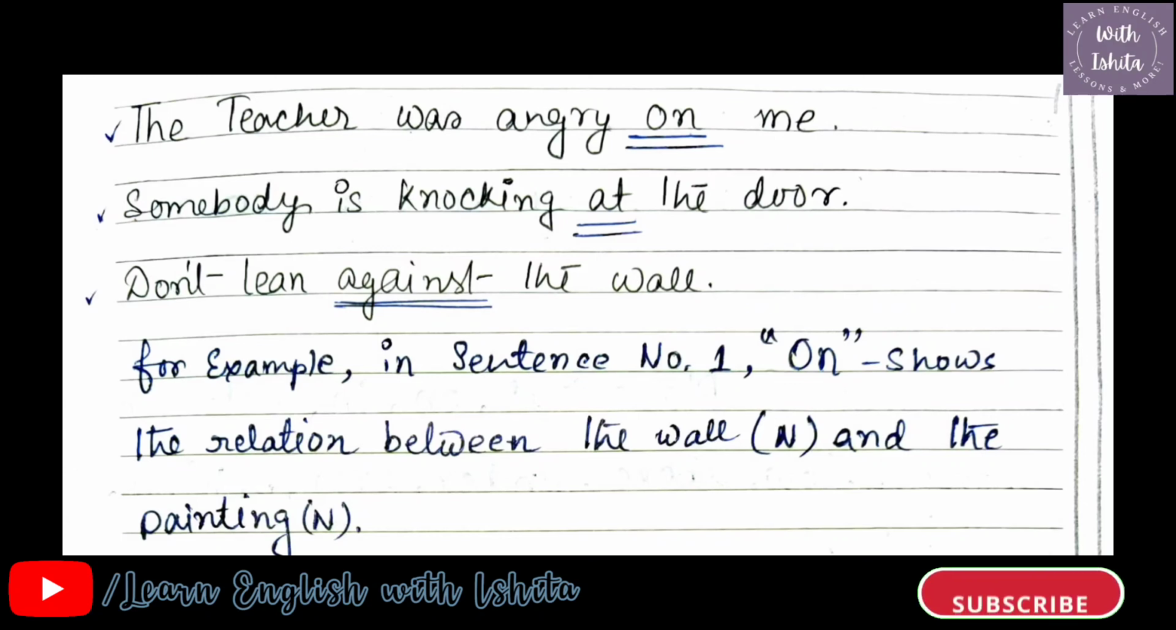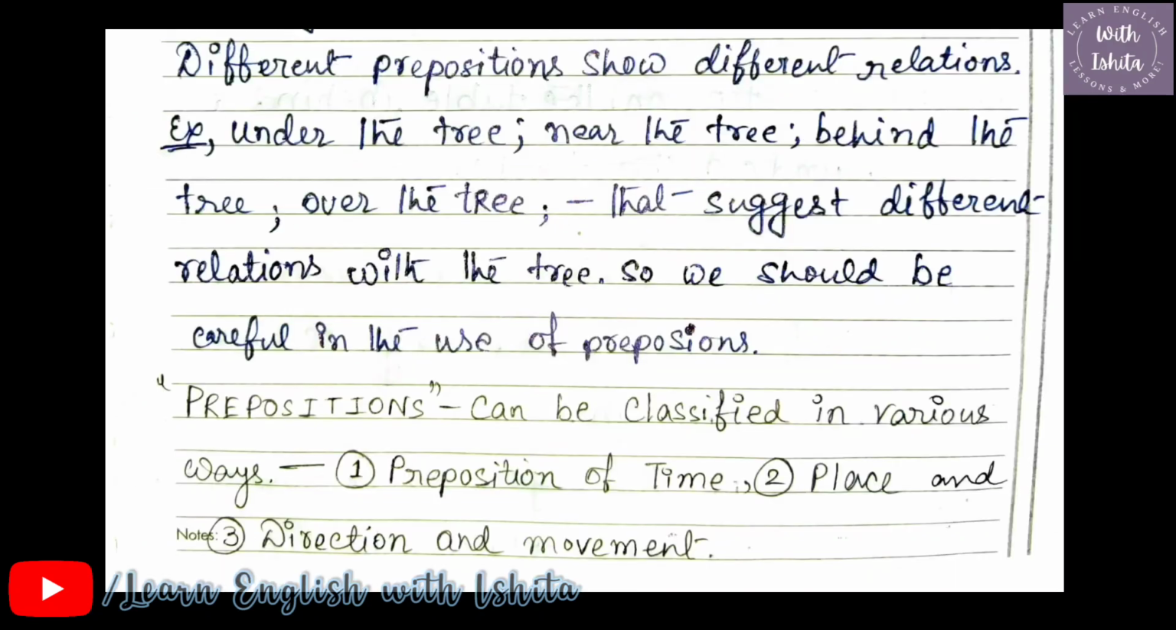For example, in sentence number 1, "on" is the word that shows the relation between the wall, that is a noun, and the painting, that is also a noun, okay? Different prepositions show different relations. For example, under the tree, near the tree, behind the tree, over the tree. That suggests different relations with the tree. So we should be careful in the use of prepositions. Prepositions can be classified in various ways. Number 1, preposition of time, place, and direction, and movement.